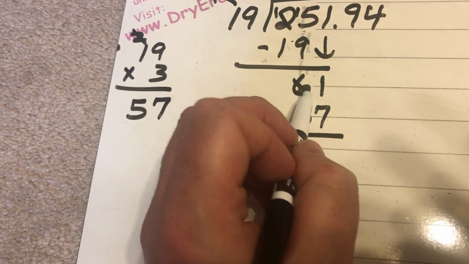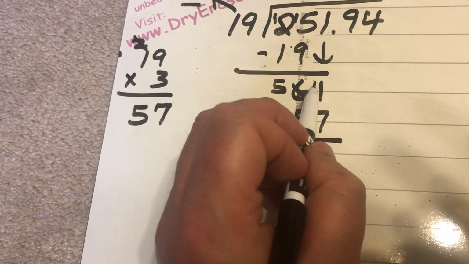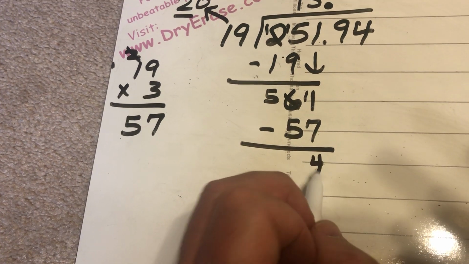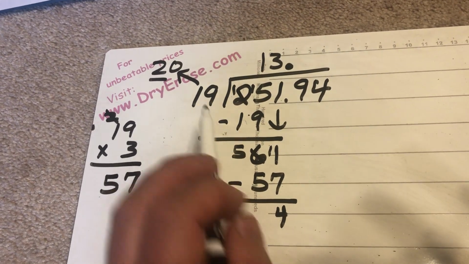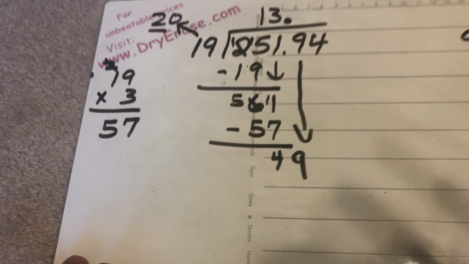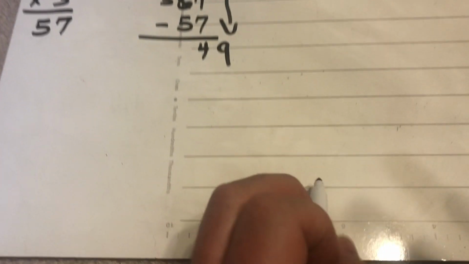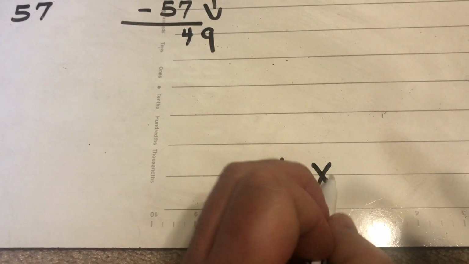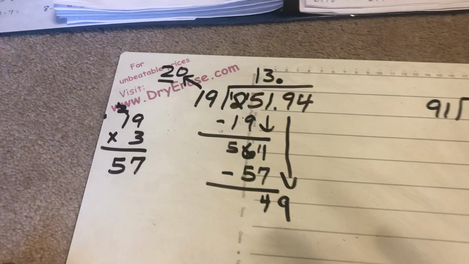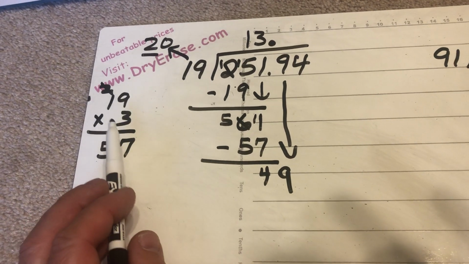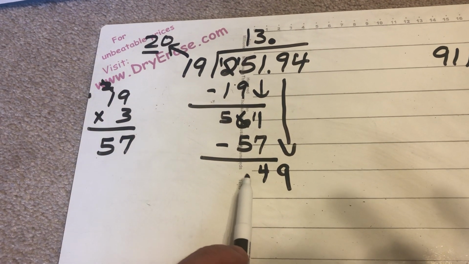I can't do 1 minus 7, so I'm going to borrow from the 6, make it a 5. 11 minus 7 is 4. 5 minus 5 is nothing. I like 4. It's less than 19. I'm going to go ahead and bring this 9 down, because of course we don't ever want to forget. Divide, multiply, subtract, bring down, start over again. All right, so see how many times 19 can go into 49.